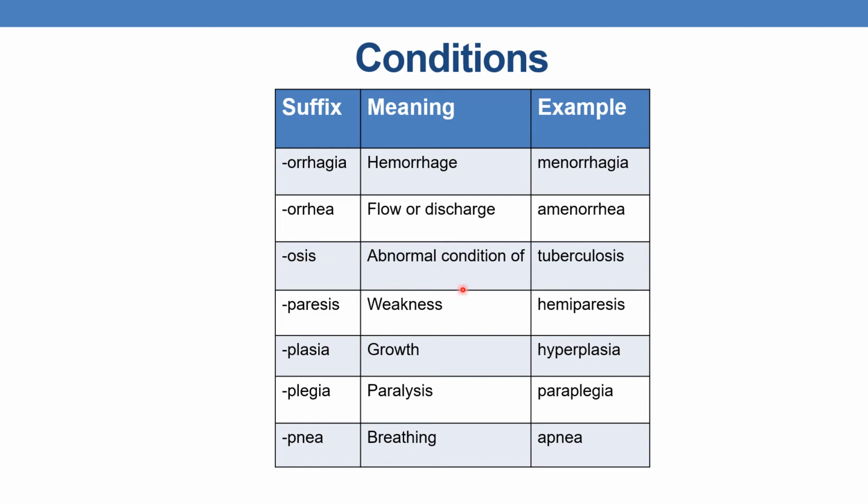Osis means abnormal condition of. Example: tuberculosis. Paresis means weakness. Example: hemiparesis. Plasia means growth. Hyperplasia is the term. Paresis is weakness. Plegia is paralysis. Paraplegia is the term. Hemiparesis means weakness. Hemiplegia means paralysis. Next, pnea means related to breathing. Term is apnea.